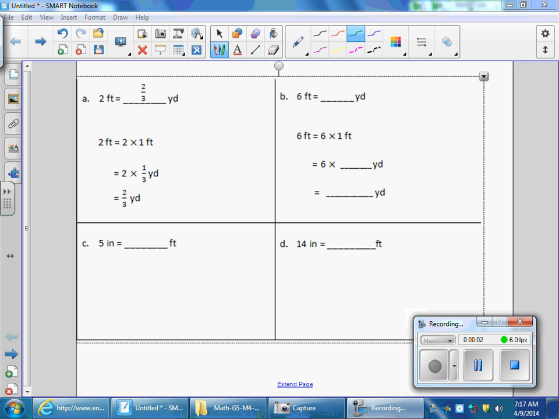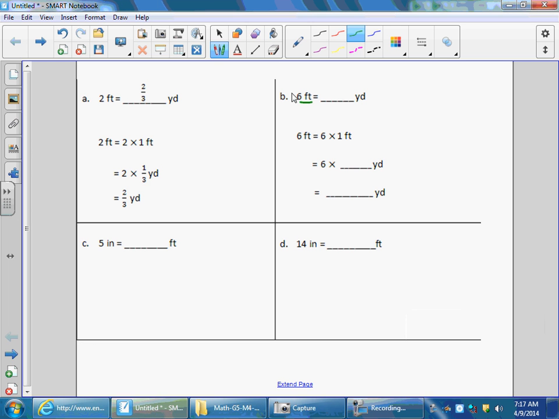Okay, we're on lesson 19 homework from module 4, and we're converting, expressing our answers as a mixed number if possible. So A is done for us, B is halfway done, but we're going to take a look at it. We have 6 feet, and we're converting it to yards. So 6 feet equals 6 times 1 foot. That's 6 feet. We're going to make the conversion from feet to yards.